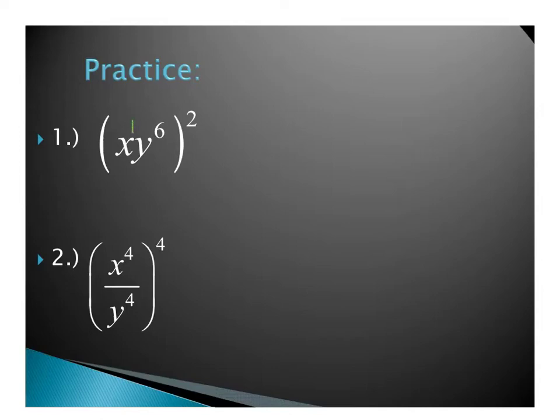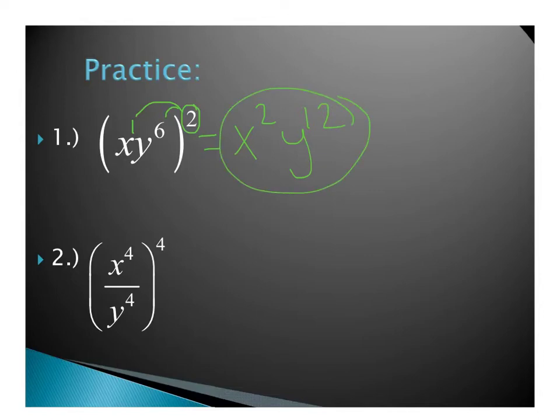Well, I always like to put my 1 when I don't have an exponent, so that reminds me it's x to the first. And now I'm going to go ahead and distribute this 2 here to the exponents because of my rule. I'm going to have x to the first raised to the second, so 1 times 2 is 2. Y to the sixth raised to the second, well 6 times 2 is 12. So there's my final answer.